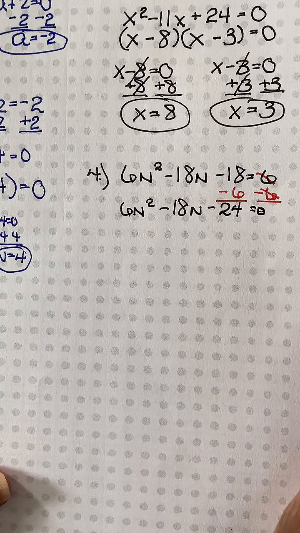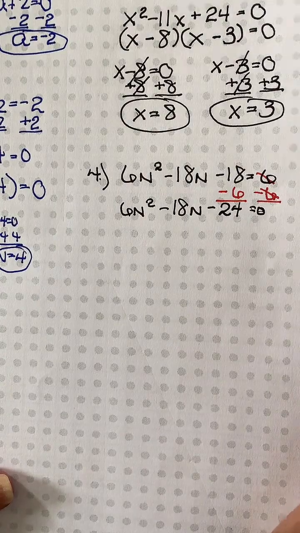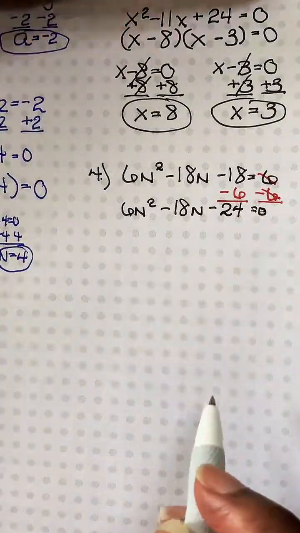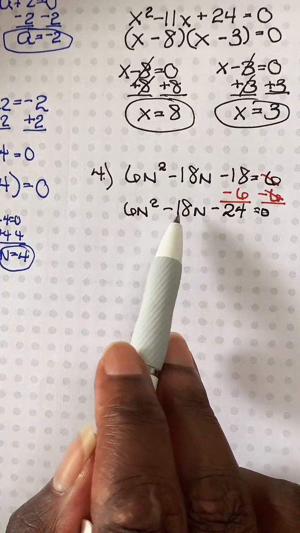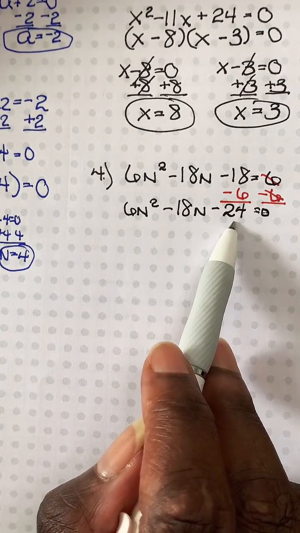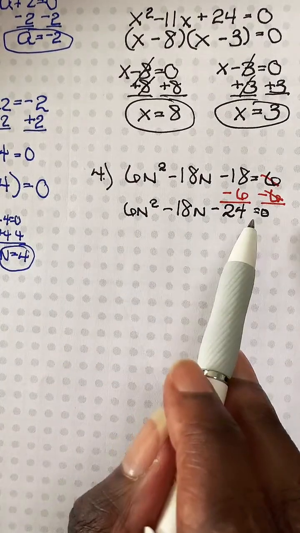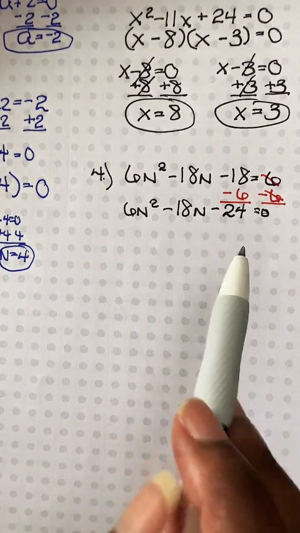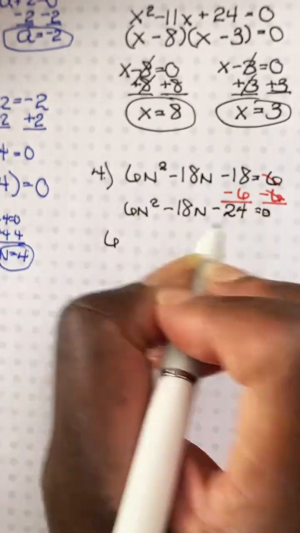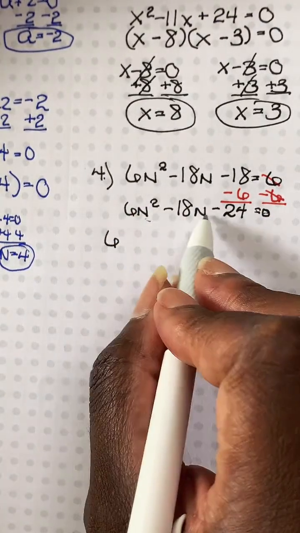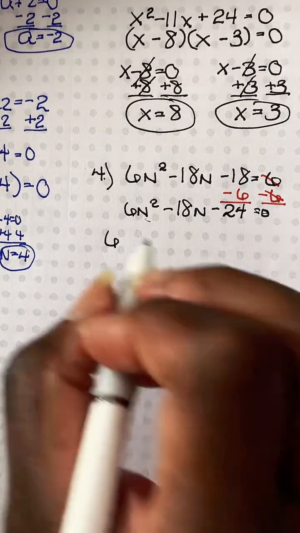What do you notice? Okay, you got that part? The GCF. Thank you. So you're always looking to see if there's a GCF. We have 6, we have our 18, we have our 24. They all have 6 in common. So we have our 6, and it's not n because all of them do not have n squared.